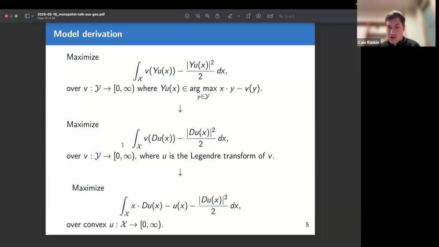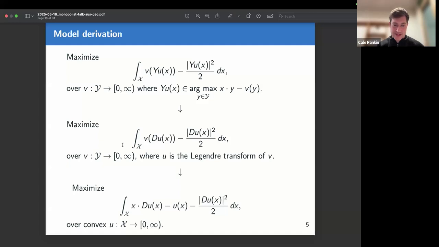But now that v is not appearing anywhere in that integrand, we may as well just maximize over convex functions u. And there's an additional constraint here, which I haven't spoken too much about. It's the positivity or non-negativity of u. And that just means, as a rule, your monopolist can't price products so high that consumers are attaining negative utility. So we've obtained our maximization problem over the space of convex functions.